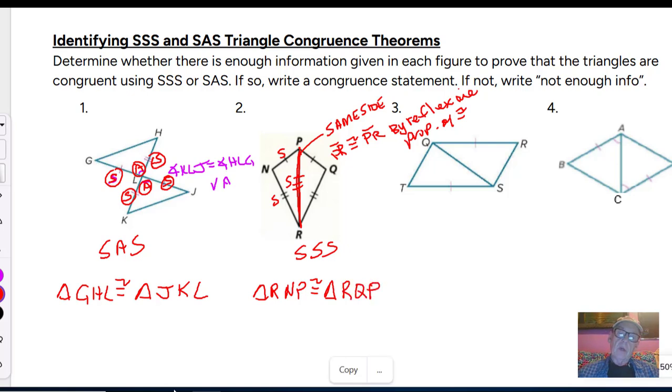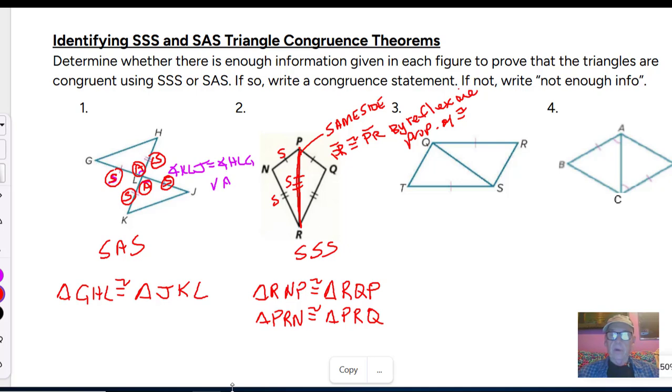Now, if I did do, say, PRN as a way of naming the triangles, P to R to N, then I would have to go P to R to Q with the other triangle. But notice that Q goes with N up here, R goes with R, P goes with P. So the matching vertices need to be in the same relative position when you name the congruence.